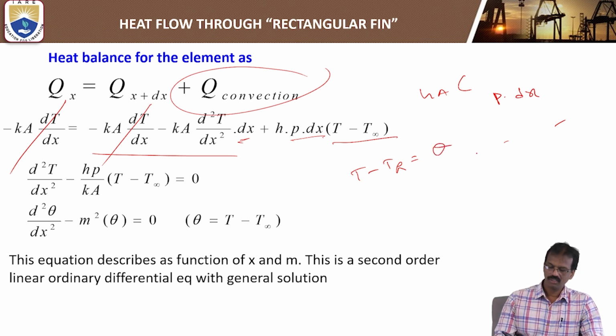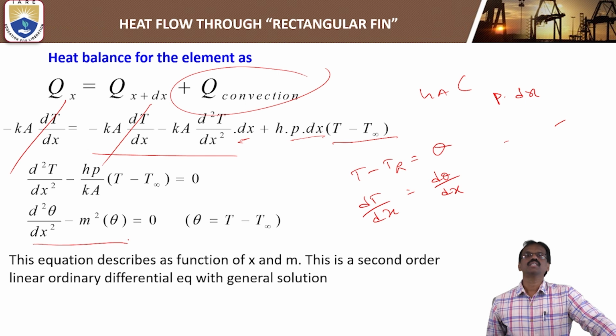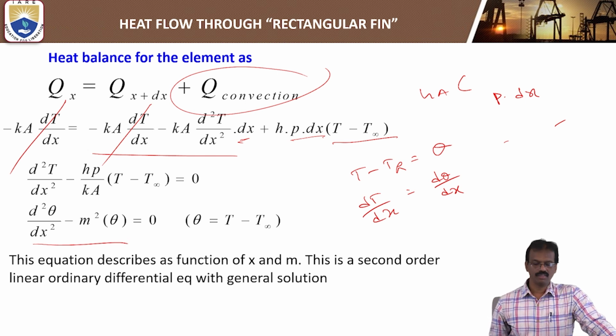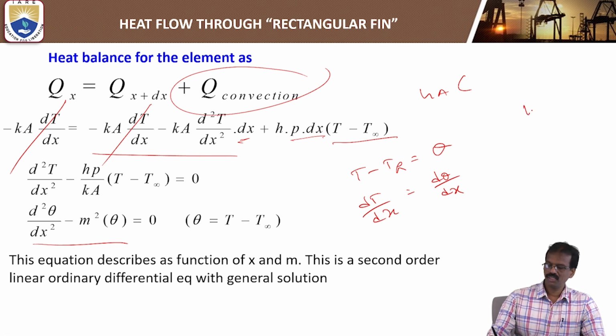Then take T minus T infinity equal to theta. Integrating both sides, dT by dx is equal to d theta by dx. So in place of T, you can write theta. Then the final formula is d square theta by dx square minus m square theta equals 0, where m square means hP by kA. For simplification, we represent hP by kA as m square.